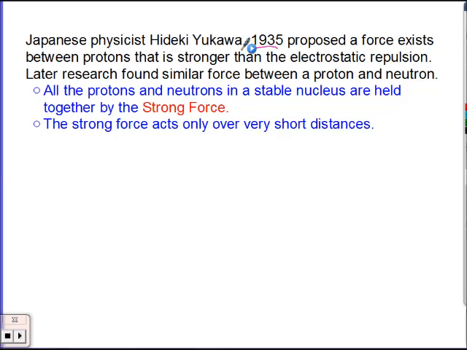Simple as that. There's got to be a force in there that's stronger than this electrostatic repulsion, which is making them go apart. So this force has to be somewhere. And they came up with the very unique name of calling it a strong force, because it's got to be very strong. They said all the protons and neutrons in a stable nucleus are held together by a strong force. The thing about the strong force is that it can only act over very short distances. Shorter distances than you can find in electrostatic repulsion.